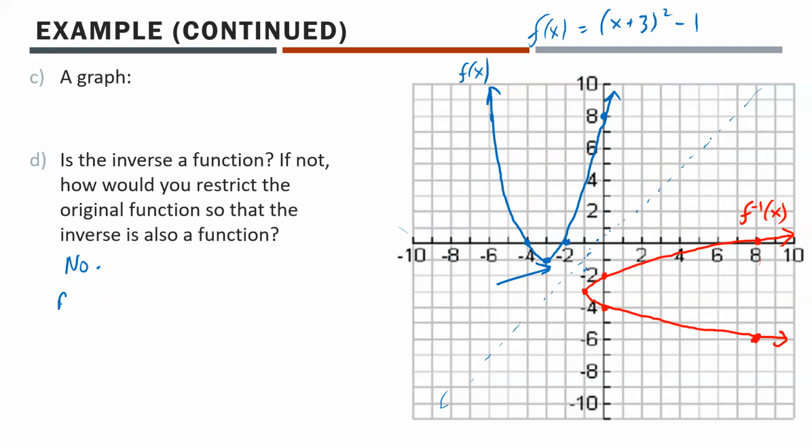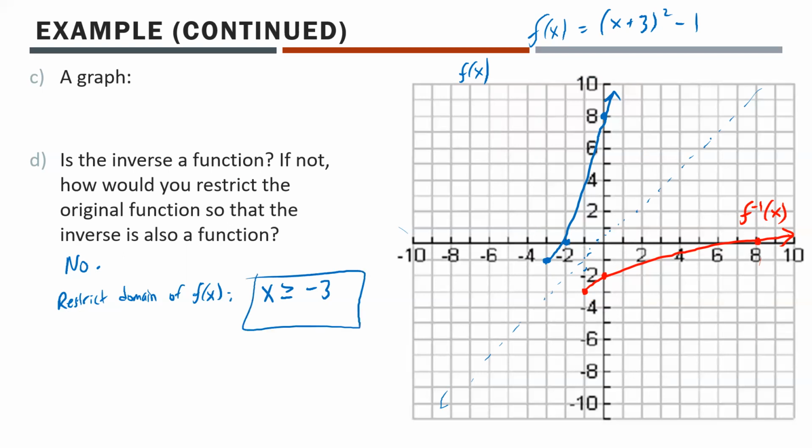I think 99% of people, though, would say, let's pick the values greater than that vertex. So if I'm going to restrict the domain of the original function f of x so that the inverse is a function, I'm just going to say that x needs to be greater than or equal to -3, which is where our vertex was. That basically means we're chopping off one of the arms of our function here, so we're only left with this piece. If you turn your head and imagine that flipping over the diagonal line, that's going to erase this bottom arm of our inverse. So it's going to look something like that instead.